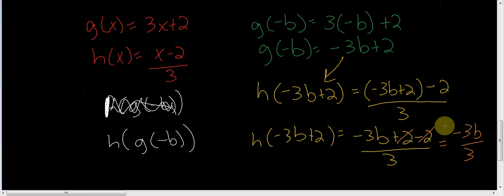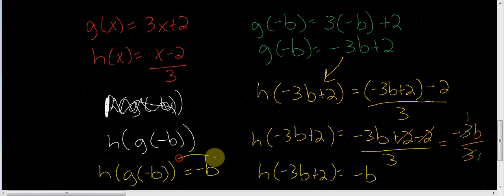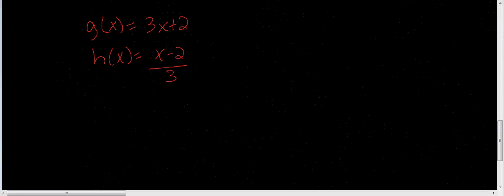And I can even divide now. 3 divided by 3 is 1. So I'm left with my final answer here of h of negative 3b plus 2 is equal to negative b. So I would say h of g of negative b is equal to negative b. Alright, we're going to do one more problem with the same two functions.